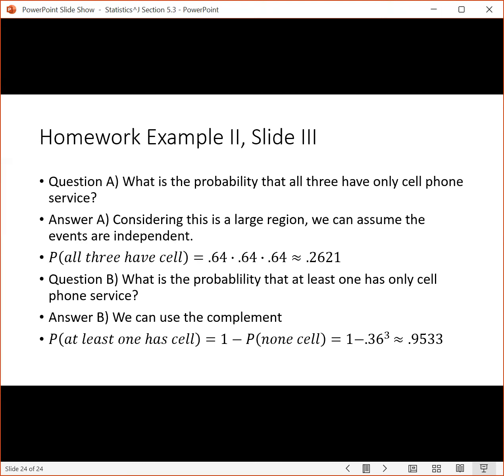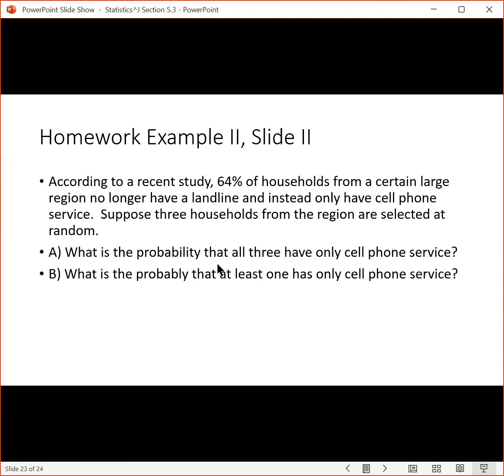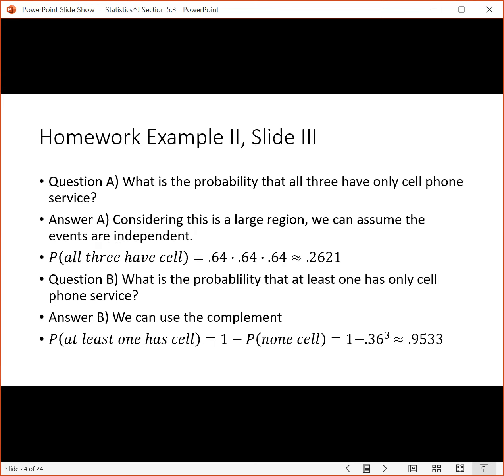Okay. What is the probability that all 3 have only cell phone service? Okay, so that's simple enough to calculate. You just find the probability that 1 has cell phone service, which was 64%, right? So yeah, 64%. And then you just do that 3 times. If all 3 have to have cell phone service, then the probability that 1 has a cell phone, the probability that another has a cell phone, the probability that another has a cell phone, and that gets you your result.